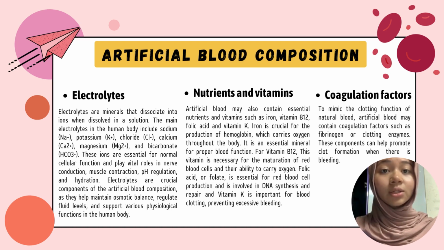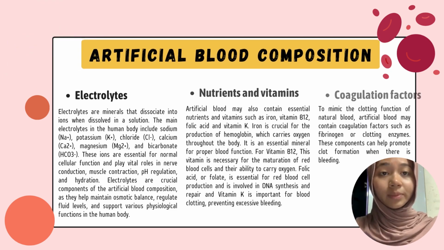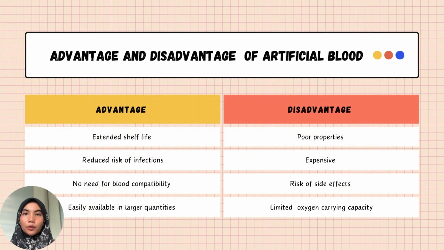And last but not least, coagulation factors. To mimic the clotting function of natural blood, artificial blood may contain coagulation factors such as fibrinogen or clotting enzymes. These components can help promote clot formation when there is bleeding. Next, I will explain the advantages and disadvantages of artificial blood.